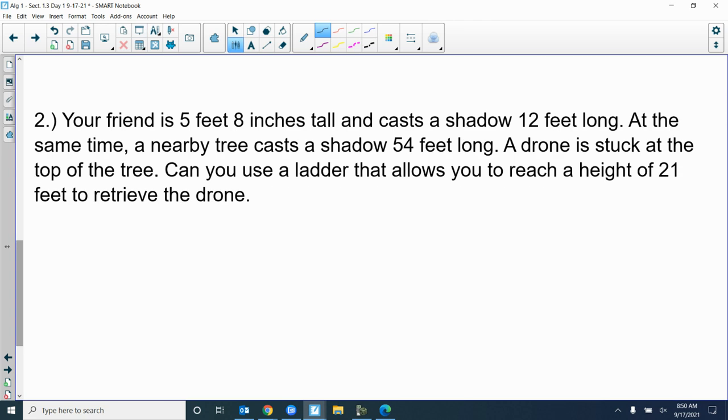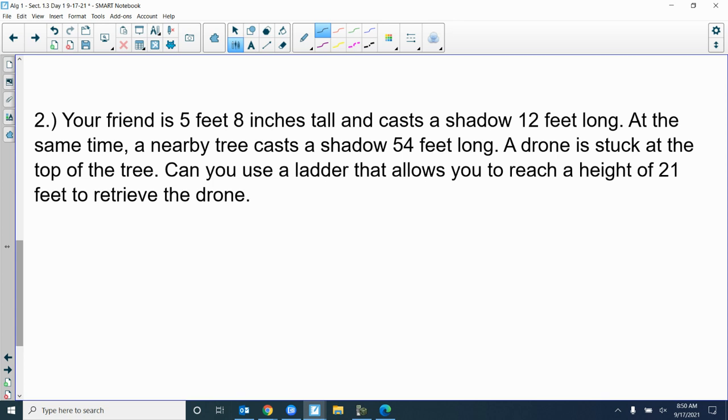Your friend is 5 feet 8 inches tall, and it casts a shadow 12 feet long. At the same time, a nearby tree casts a shadow 54 feet long. A drone is stuck at the top of the tree. What's the height of the tree? Can you use a ladder that allows you to reach a height of 21 feet to retrieve the drone?